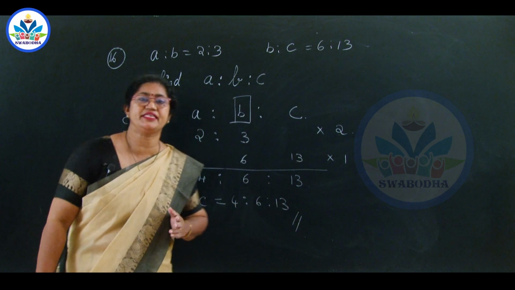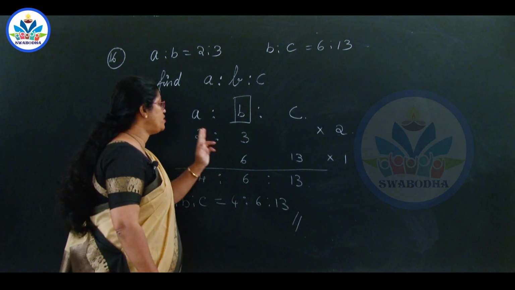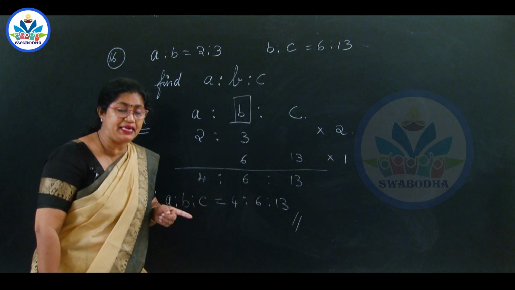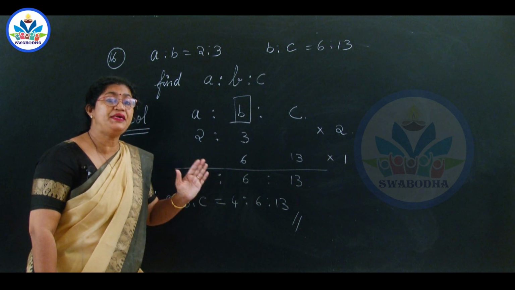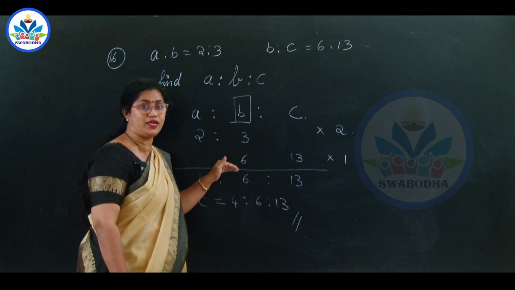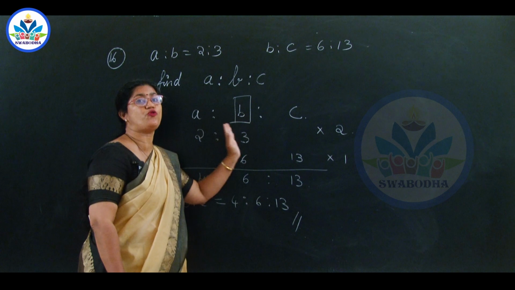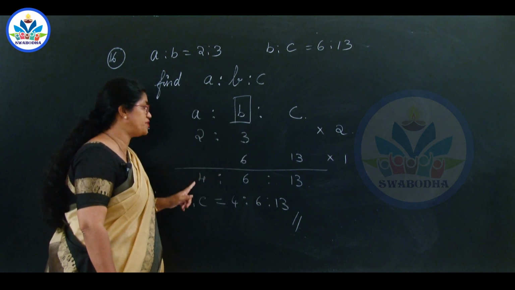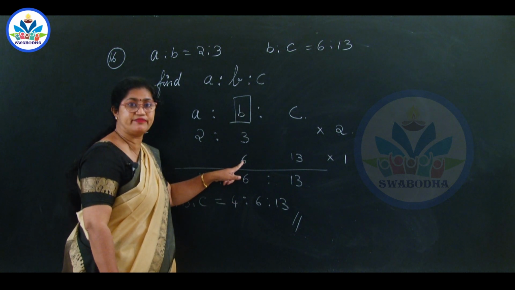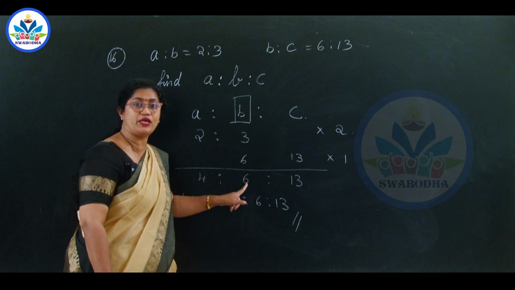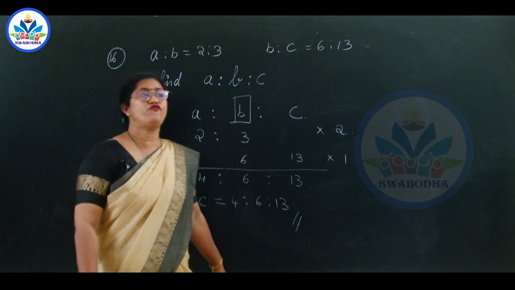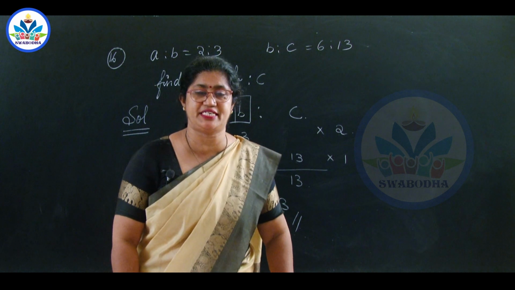I can just repeat this. A is to B was given, B is to C is given. What was common to both was B. So I tried to make B the same in both. I wanted to make them equal. So I multiplied the first row by 2. So 2 into 2 became 4, 3 into 2 became 6. This also became 6, so I wrote it only once, and this is 13, and that's why the ratio is 4 is to 6 is to 13.